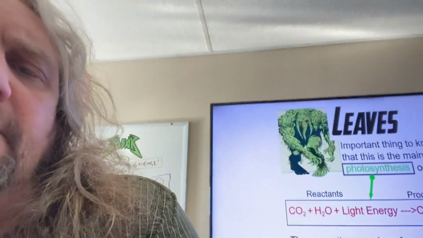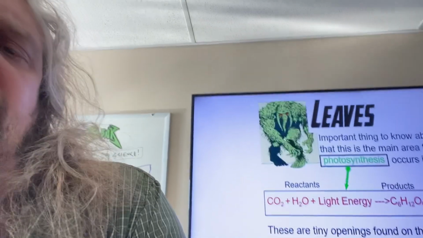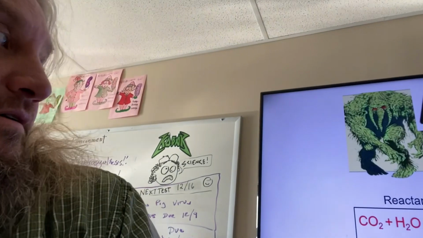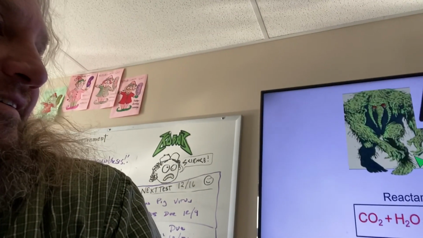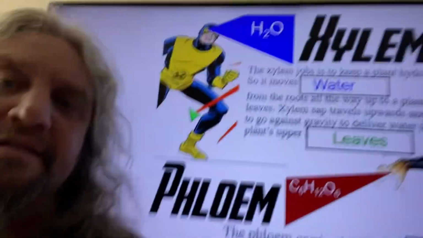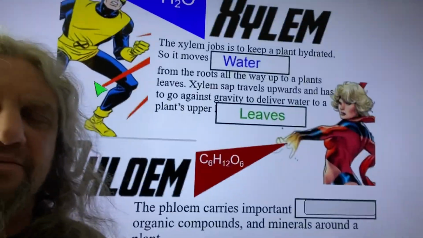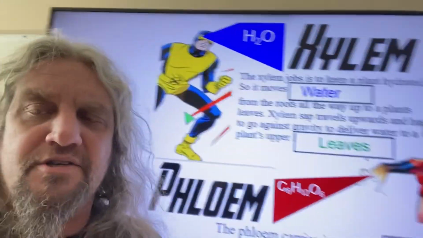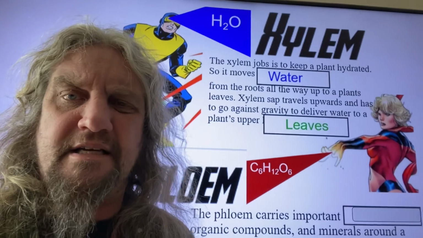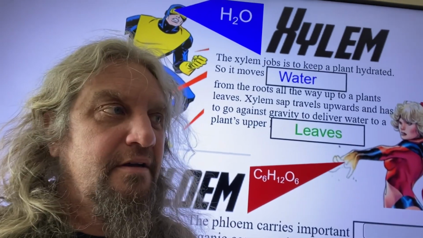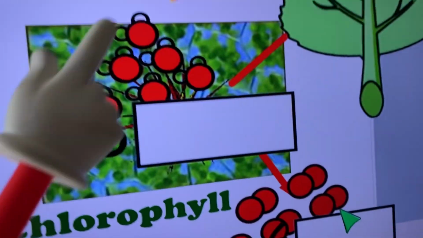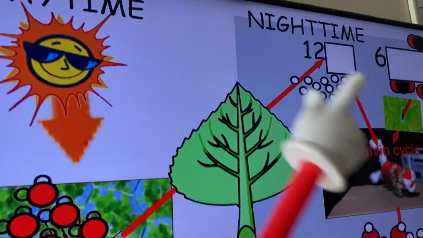They pick up water from a structure called the xylem. Xylem, X-Y-L-E-M, which is an awesome Scrabble word. So to do photosynthesis, you need stomata to collect carbon dioxide. You need xylem to collect water. Stomata, carbon dioxide, xylem, water. Then to do photosynthesis, it's a two-part reaction.